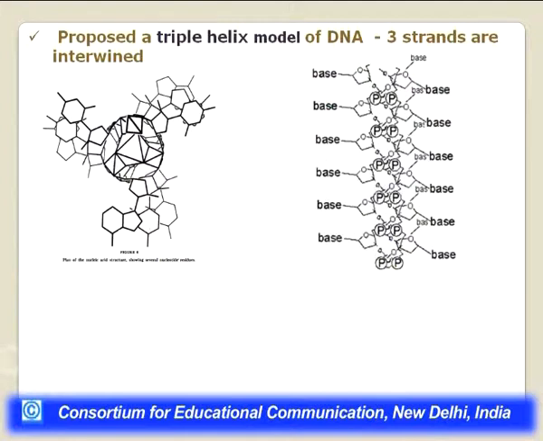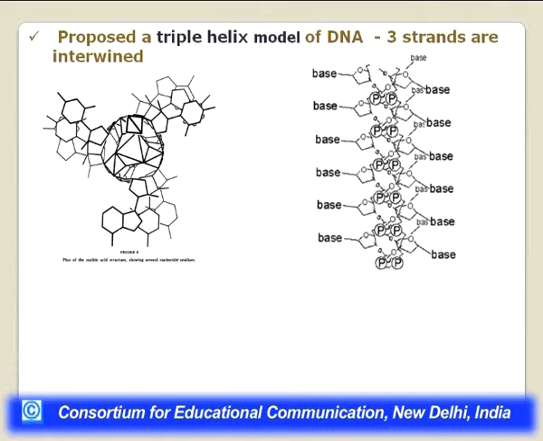So, all the research focused on finding out the structure of the DNA. And in 1953, in fact, Linus Pauling, who is famous for elucidating the structure of protein, also proposed a model of DNA. It was published in Nature, and what he proposed was a triple helix model of DNA, that 3 strands are intertwined together, and this is how it looks. He showed that the bases are towards the outside and the phosphates are towards the inside, with 3 strands intertwining each other in a triple helix model.